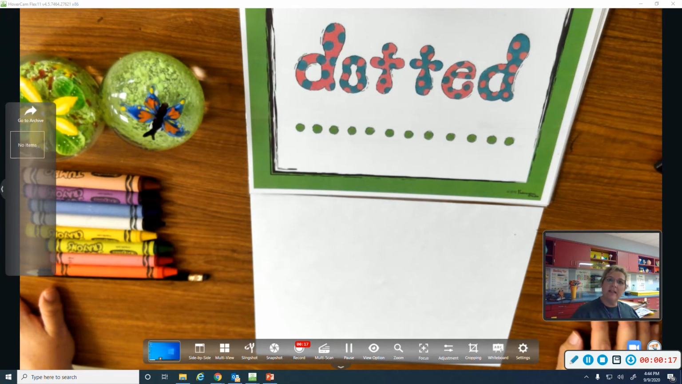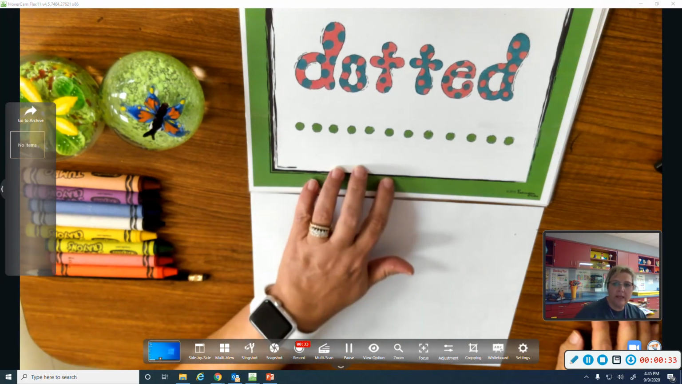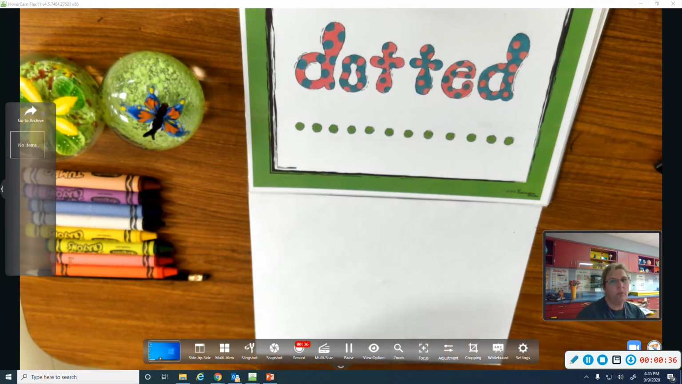Now, line is an element of art, and it is defined by a dot that is moving in space. A line is the beginning of all drawings, and there are different kinds of lines, and I'm going to teach you their names today. Our first one is all beginning with that dot. The dot is very important.